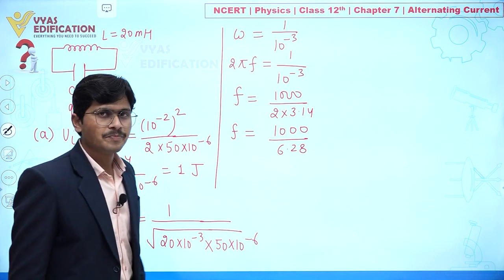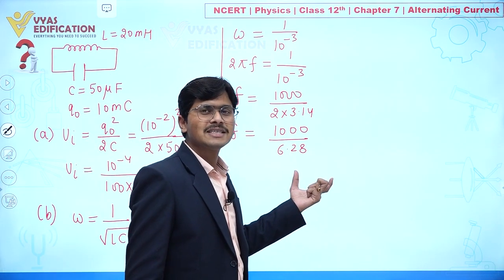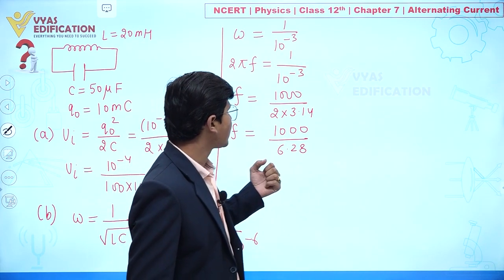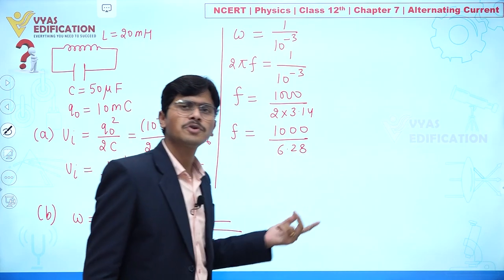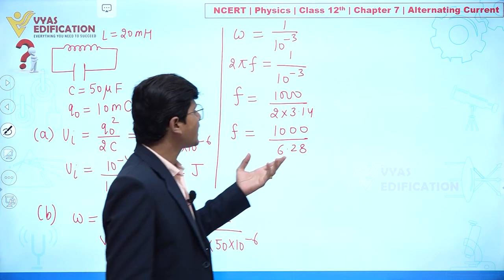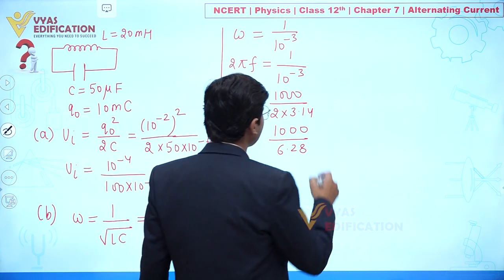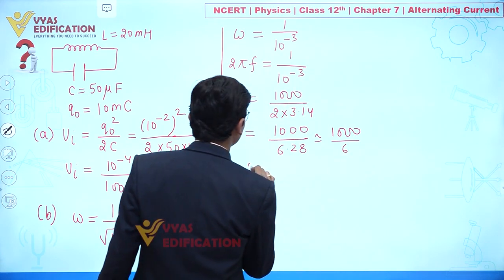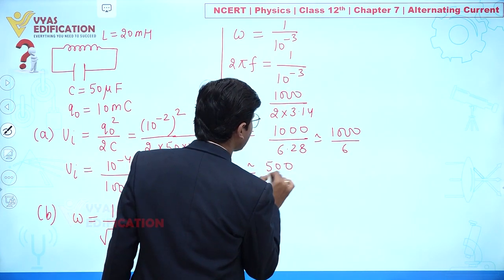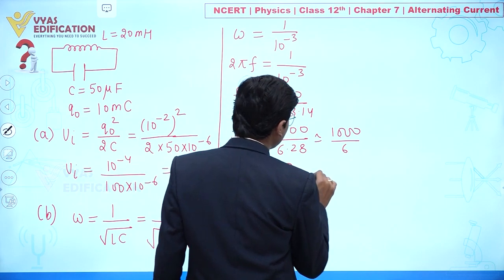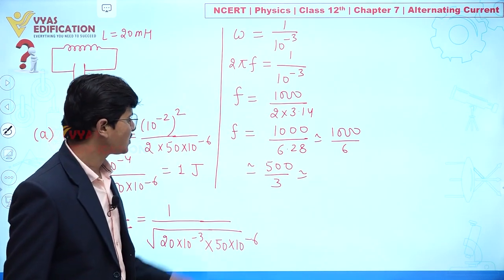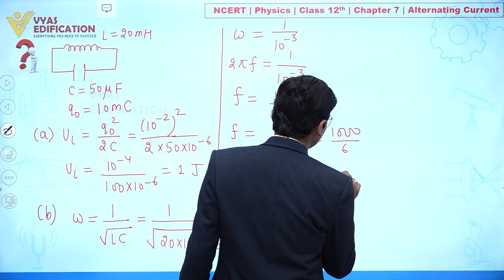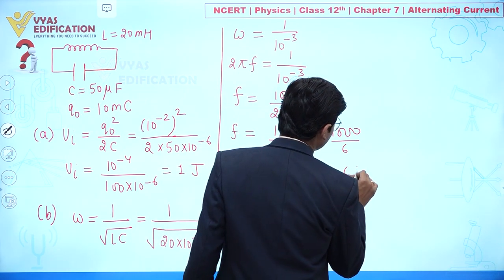Now approximately I am taking this as 6. Definitely this value is more than 6, you can take 6.25 also. But let's suppose I am taking 6. Then near about we are getting 500 divided by 3. And from here you will get 166 point something, so almost 166.6 hertz.